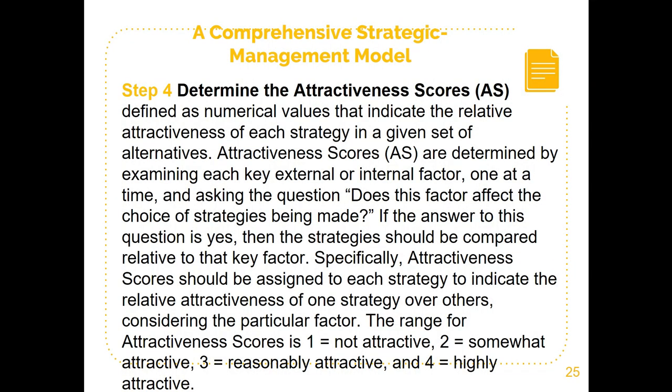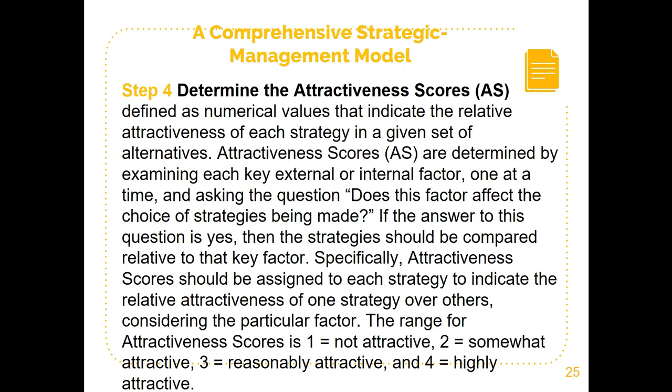All right, so the fourth step is to determine the attractiveness scores, or your AS. These are defined as numerical values that indicate the relative attractiveness of each strategy in a given set of alternatives. Your AS are determined by examining each key external or internal factor.